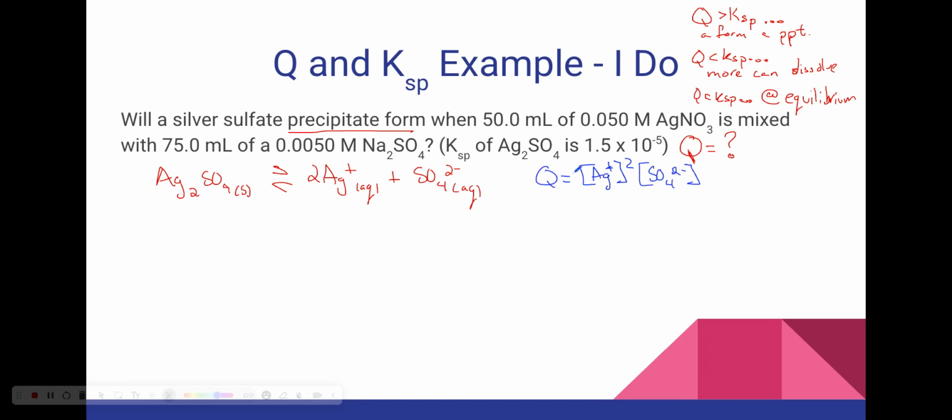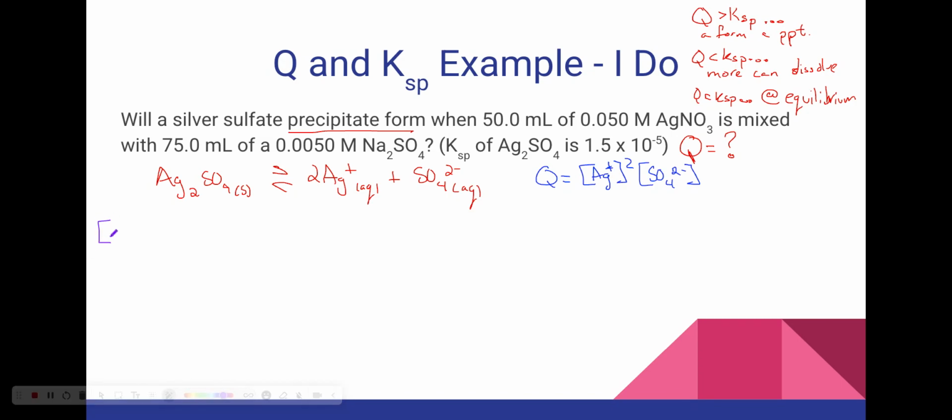And guys, you'll notice that Q is written the same way that we would write KSP, because Q is defined that way, except that we can calculate Q at any point of this reaction. The KSP, of course, can only be calculated at equilibrium. Now that we know what we need in order to calculate Q, we need the concentration of silver ion and the concentration of sulfate ion. So let's set this equal down here.